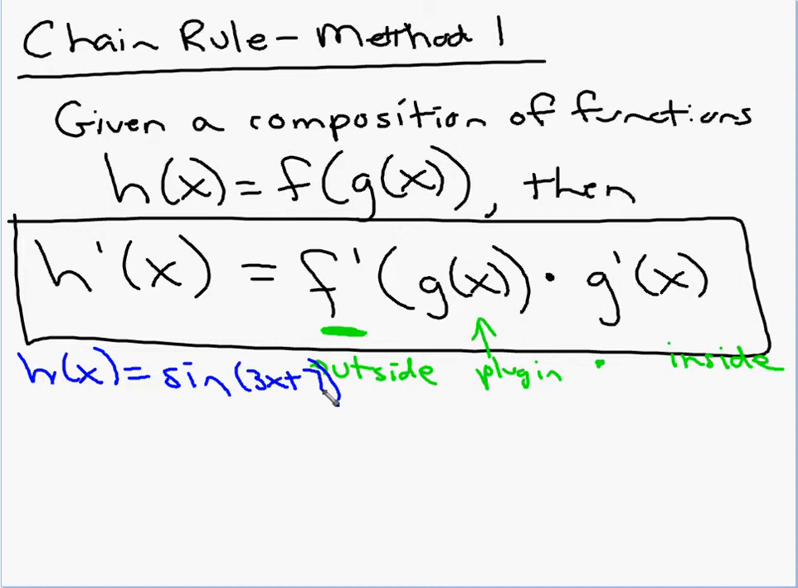First off, what is the outside f of x? What is it? Isn't it just the sine of x? Right? That's the f of x. The g of x is the 3x plus 7.